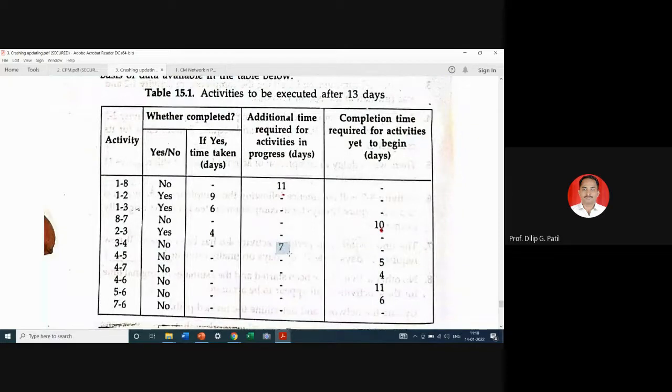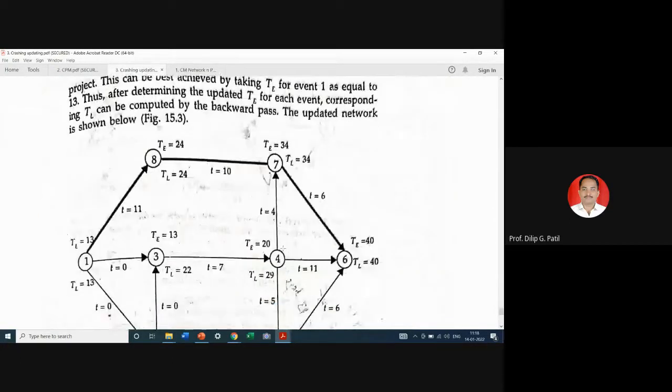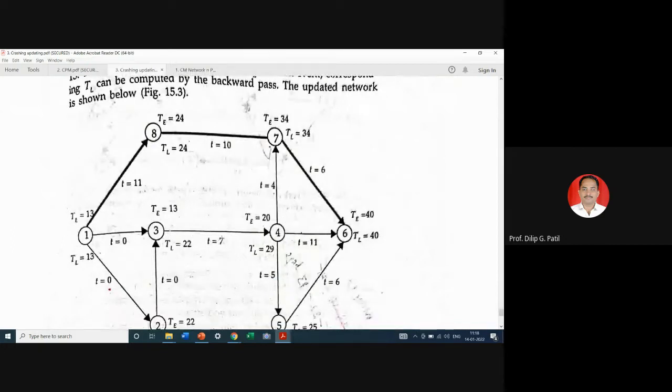So this time is important for us, and that should be reflected in our next network. For 3-4, here you can see that the activity duration is written as 7 now.